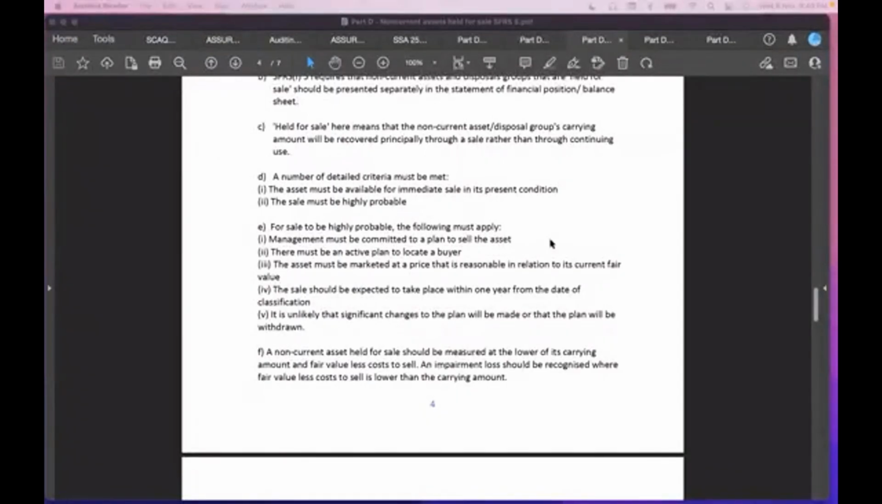In this case, when I talk about probable, it's the next 1 year. All right. And it is unlikely that significant changes to the plan will be made or the plan will be withdrawn. All right. So we need to do some inquiry with the management so that we are pretty sure that this is something that they have approved and intend to carry out.